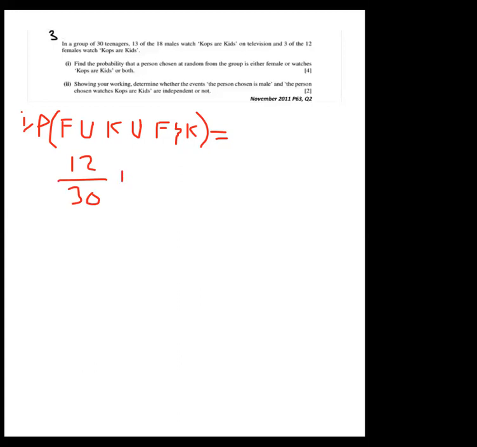Plus the probability for watching Cop Circuits. There are 13 males and 3 females. So the total 16 people watch Cop Circuits. So out of 30, 16 watch Cop Circuits. And then lastly, for female and Cop Circuits, there are 3 who are females and watch Cop Circuits. So 3 upon 30.